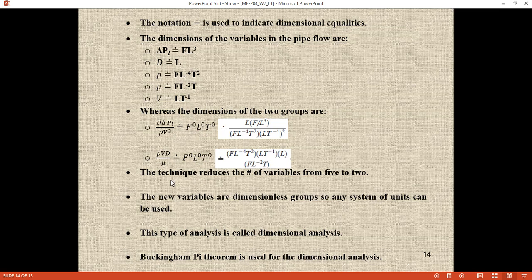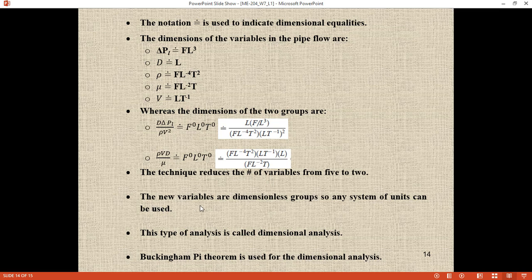So the technique reduces the number of variables from 5 to 2. Before, we had 5 variables, and now we reduce 5 variables to 2 variables. If you want to vary any variable, you can vary it and calculate the other dimensionless number, and based on that you can calculate the required value. So what we call this technique is reducing the number of variables.